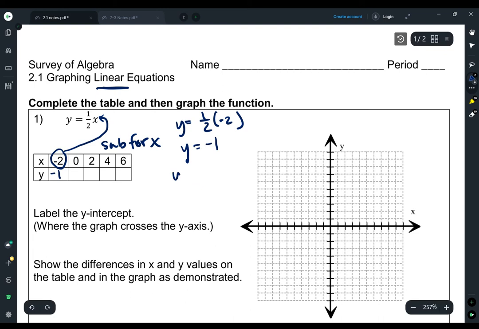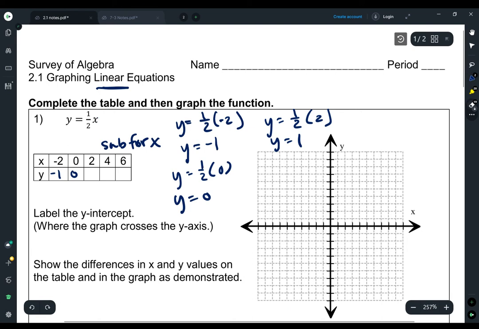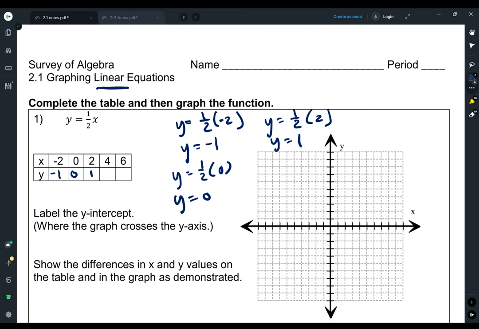And then I would do y equals 1/2 of 0, which is just going to be 0. And then I'm going to do y equals 1/2 of 2. And half of 2 is just 1. So now what I notice is that my x values have a pattern in my table. I got to fill in that one still. My x values are -2, 0, 2, 4, 6. So my x values are going up by 2 every single time. And since there's a pattern for my x values, there's also going to be a pattern for my y values. So my x's are up by 2.